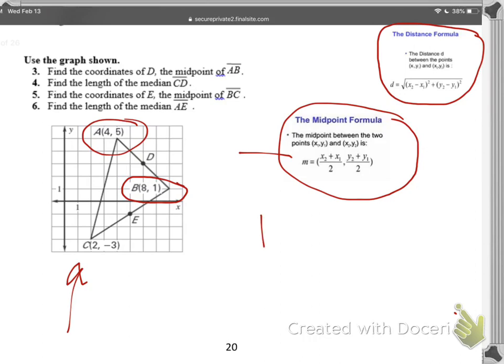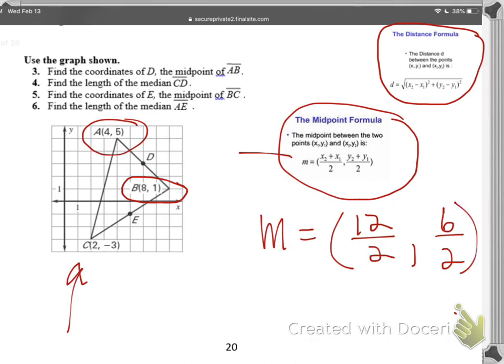So if you want to find the midpoint of something, you average the x's, which would be 4 plus 8, which is 12. Divide them in half, and average the y's, which is 5 plus 1, which is 6 over 2. That should let you be able to get your midpoint. Okay, so get that midpoint.